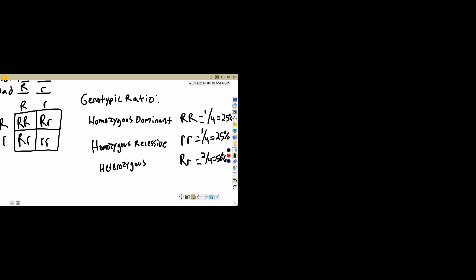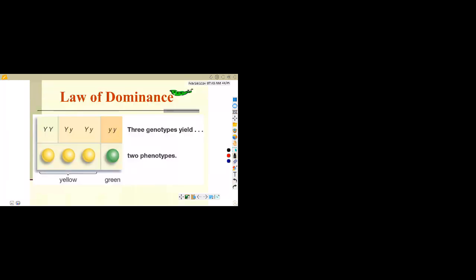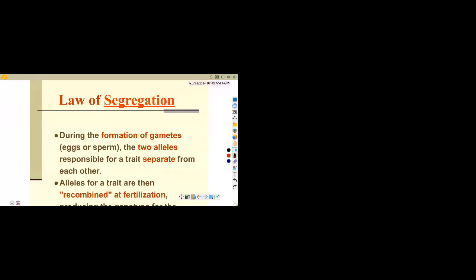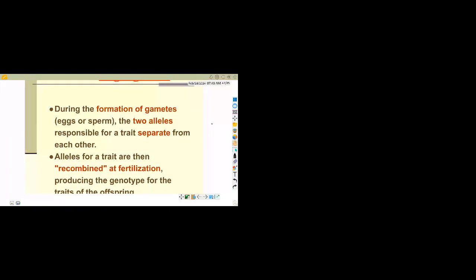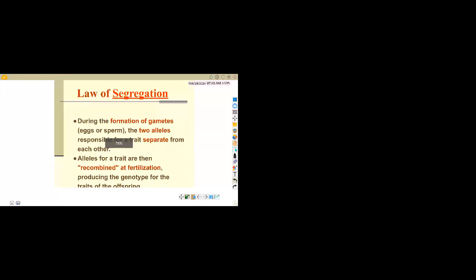All right, everybody got that? All right, so moving on to our last thing. Oh, no, we had two more actually. All right, the law of segregation. Now, this one I want you to write. The law of segregation means that basically during the formation of gametes, remember gametes are the egg and sperm cells, the two alleles responsible for the trait separate. So just write that top part. So during the formation of gametes, the two alleles separate from each other.